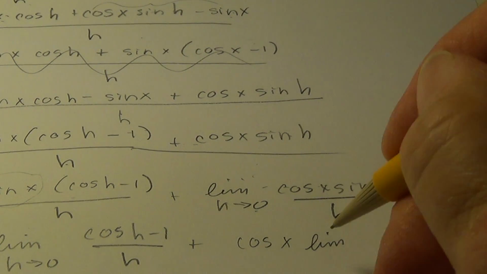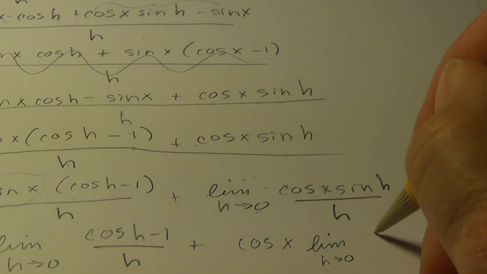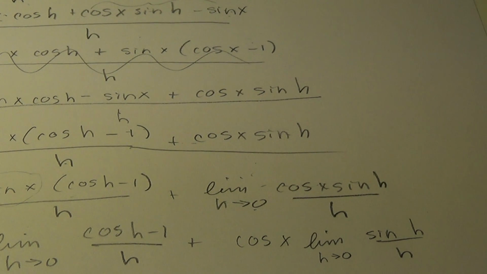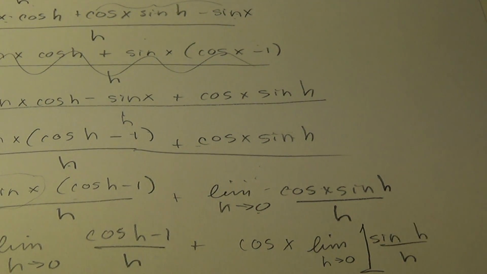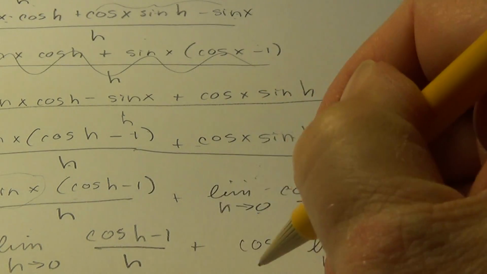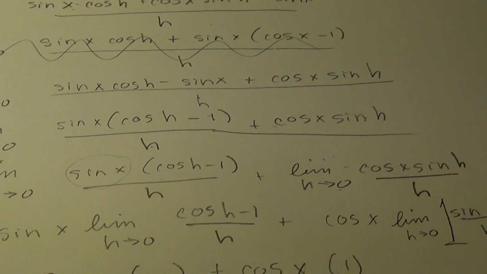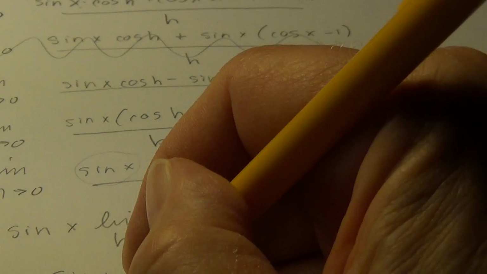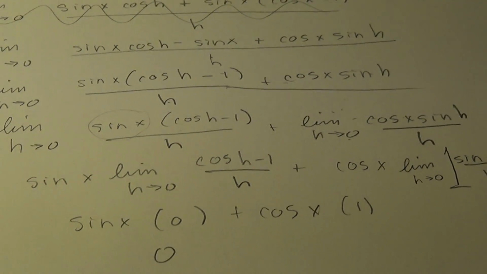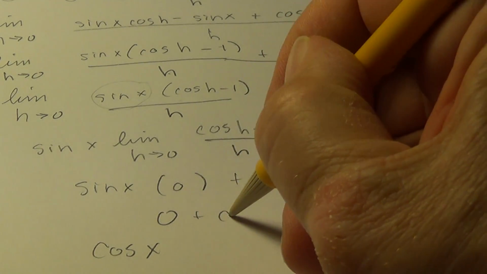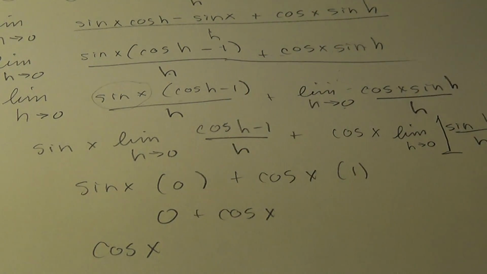And what limit is back of it? Sine h over h is a special limit. It is a big fat 1. So in this term we have a cosine x times a 1. Alright, so we end up with cosine x. So that's the final. This is 0 plus cosine x, which is cosine x.